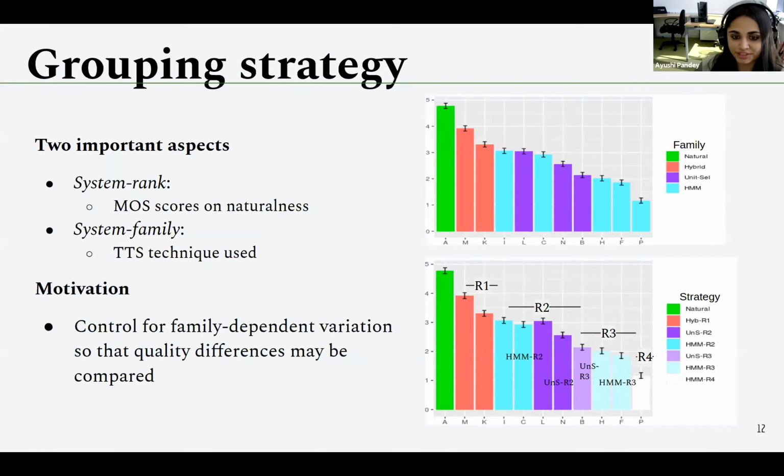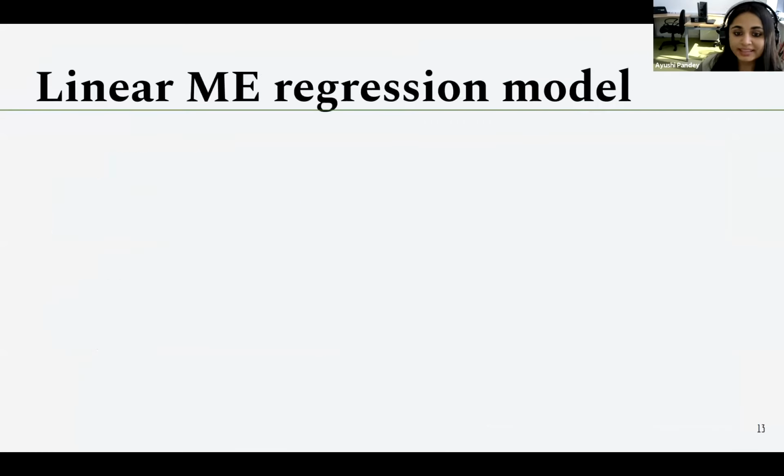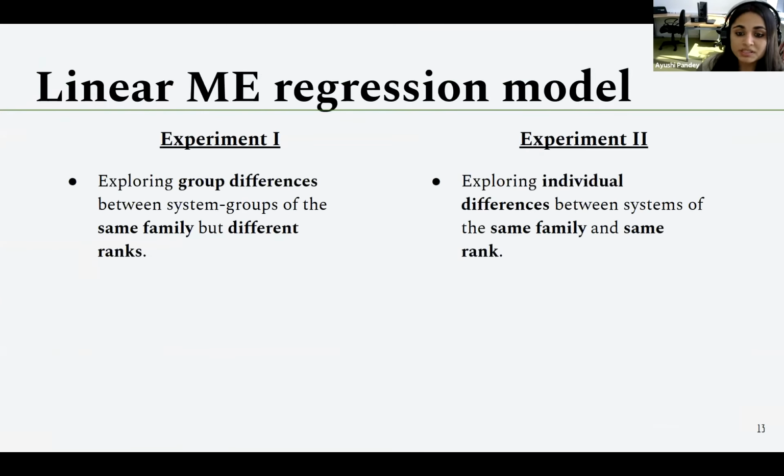The need for doing this was to control for family dependent variation so that quality differences may be compared in a more targeted fashion. Okay, finally, we come to the statistical model. A linear mixed effects regression model calculates the relationship between the dependent variable and the predicted variable. In experiment 1, the purpose was to explore group differences between system groups of the same family, but different ranks. In experiment 2, the purpose was to explore individual differences between systems of the same family and the same rank.